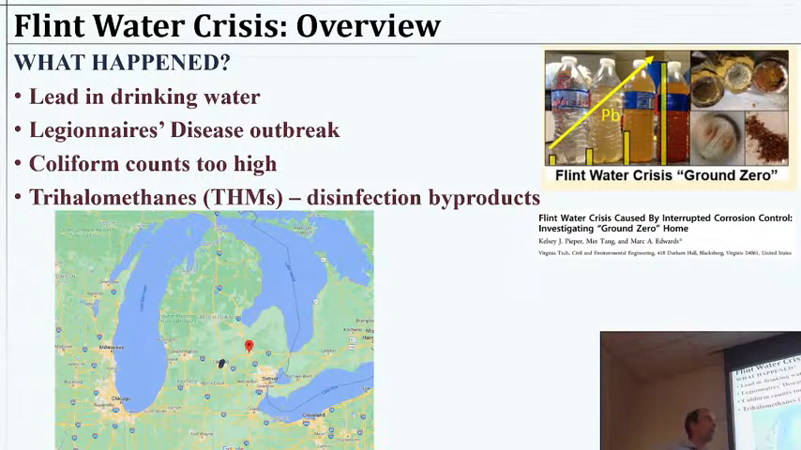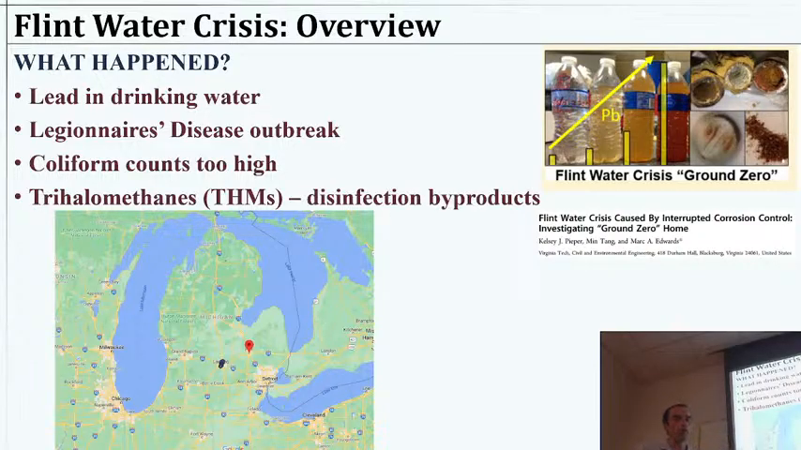So what exactly happened? What is the Flint water crisis? Well, the primary big thing is lead in the water. Lead is a neurotoxin. It's not good for anybody. It's especially bad for children, and children had lead poisoning because of this.